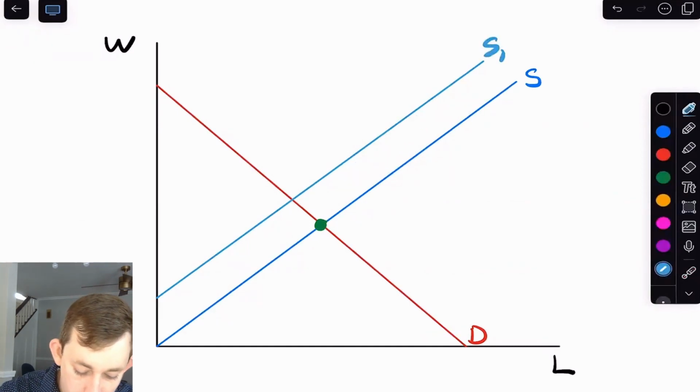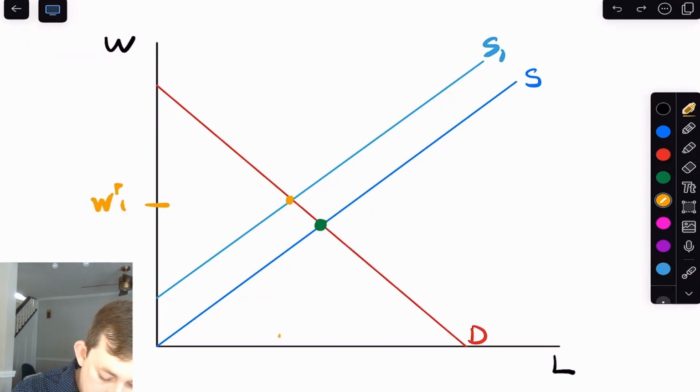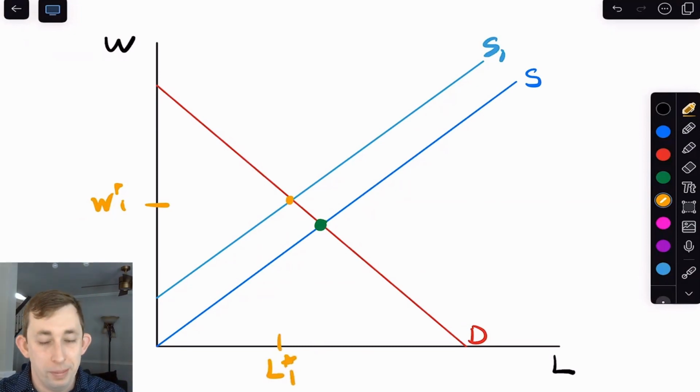I'll just call it S1. And again, if our supply goes down, as you might expect just from normal supply and demand, our price is going to go up and our quantity is going to go down. And that's exactly what happens. So here's our new wage, so I'll call this W star 1. And here's our new labor, or L star 1. And that's our new equilibrium in the market.